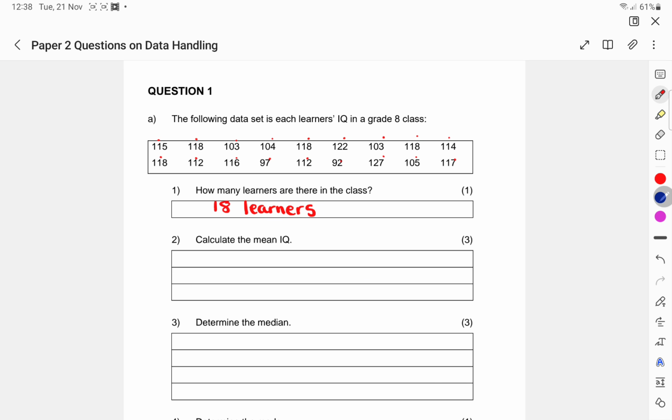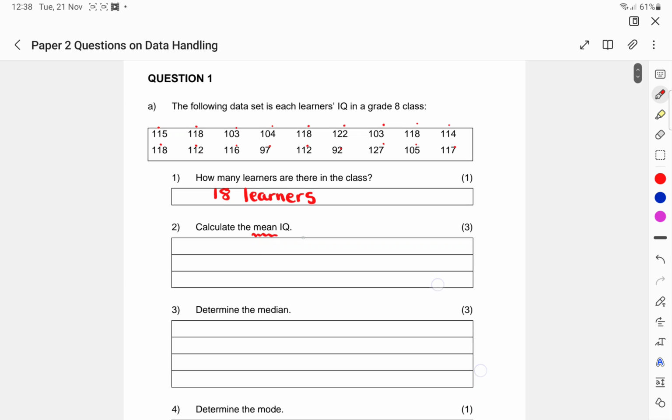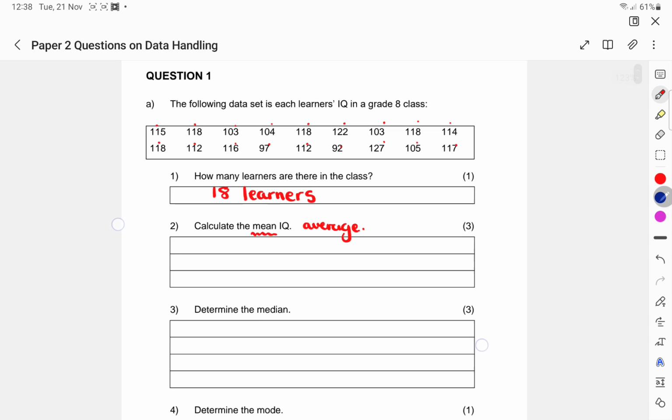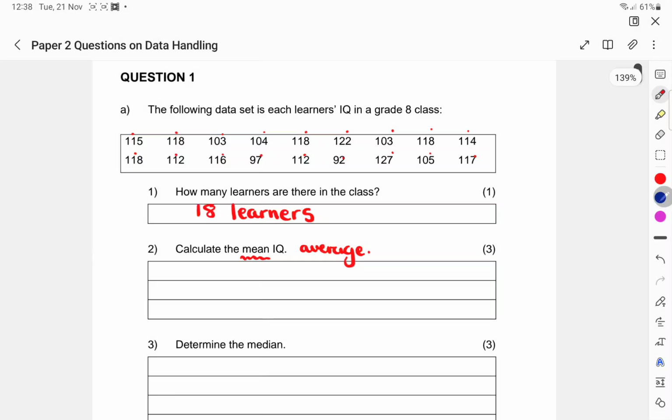Calculate the mean IQ. I always say, oh ma'am, it's mean of you to ask me to add all these numbers together because it takes so long. And then you have to divide it with how many learners there are. So another word for the mean is the average of the IQ of the grade 8s. So ma'am, it's mean of you to ask me to add all of them.